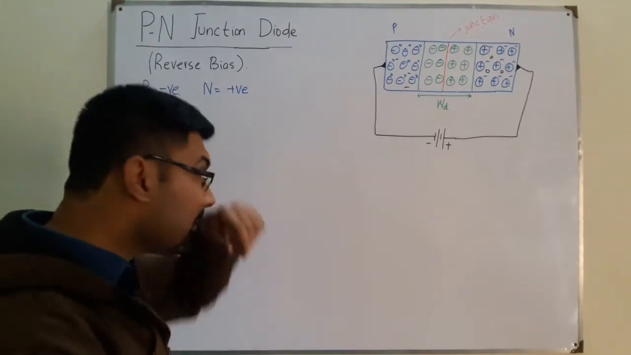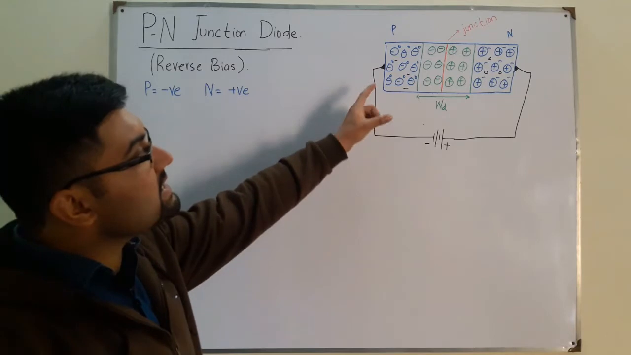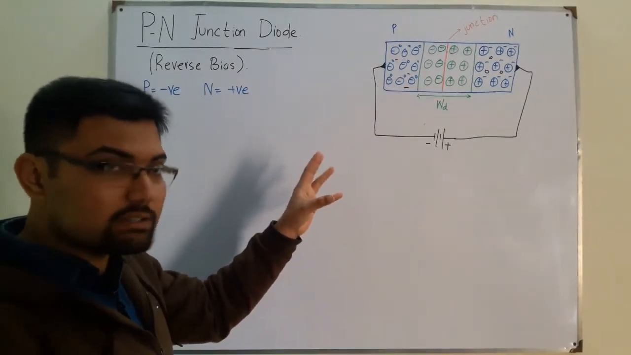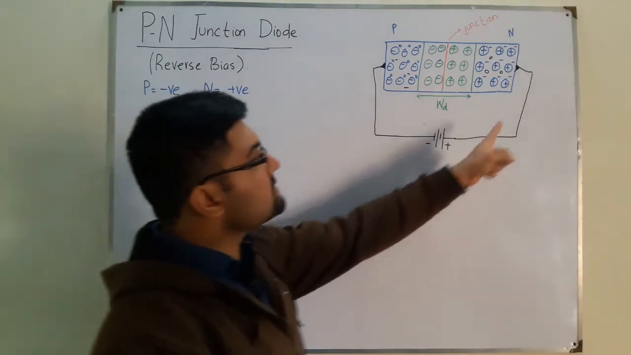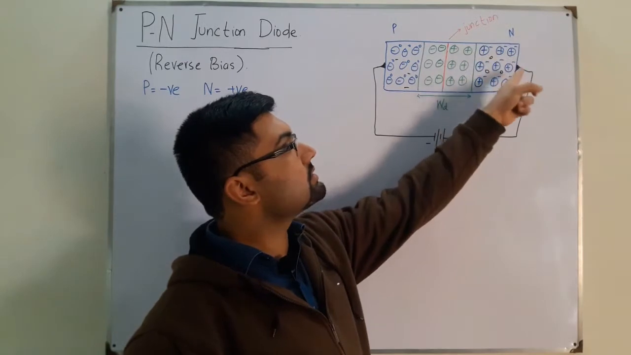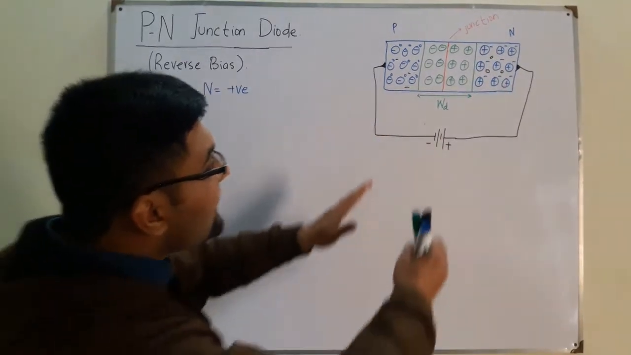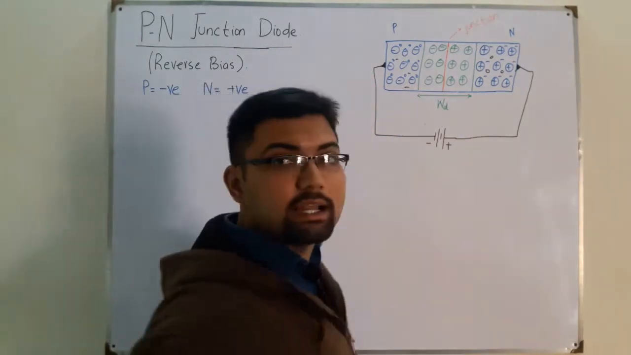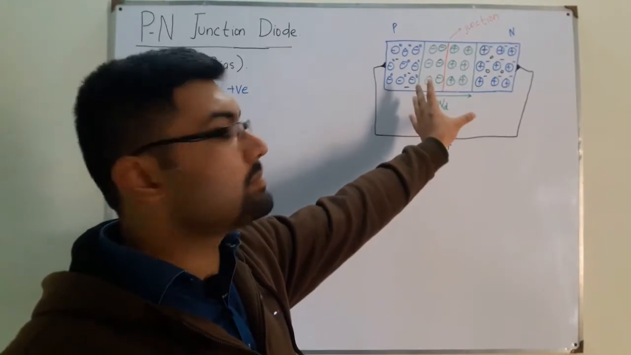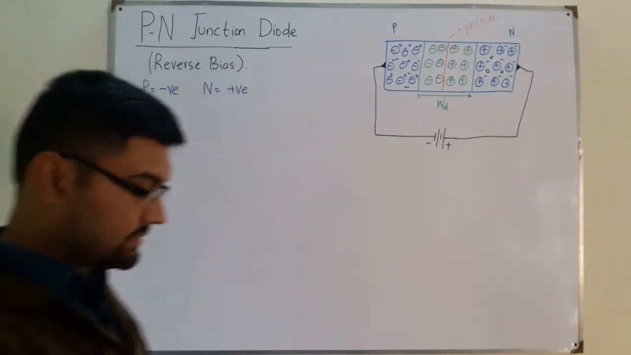It is equivalent to negative charge, which means the holes will be attracted by the negative charge, right? Similarly, the positive charge over here will attract the electrons from the N side, alright? So what happens is that uncovering of immobile ions takes place and we have more charge carriers in the depletion region, which means that the depletion region further increases.